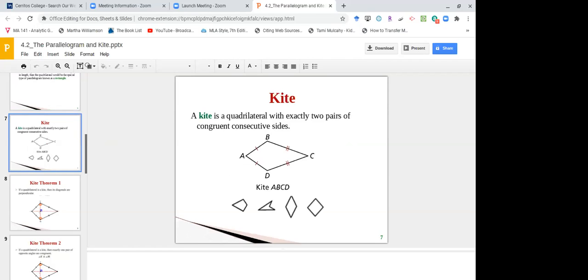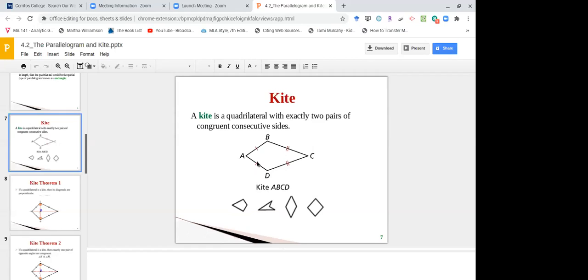with exactly two pairs of congruent consecutive sides. So AB and BC are consecutive, but they're not congruent, notice. But AB and AD are consecutive, and they are congruent. So that's one pair of consecutive congruent sides. And you have BC and CD, and again, they're consecutive sides and they are congruent. So we have a kite, okay?